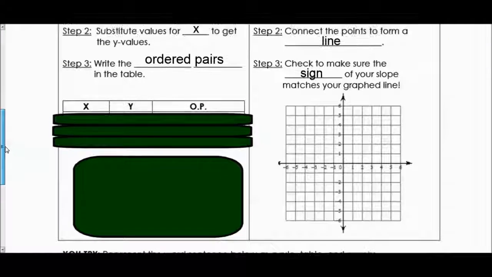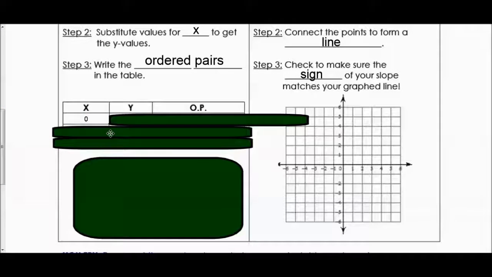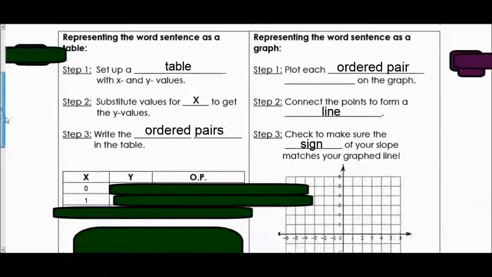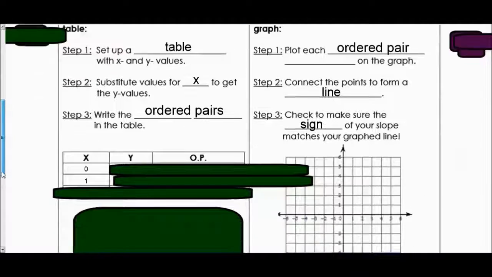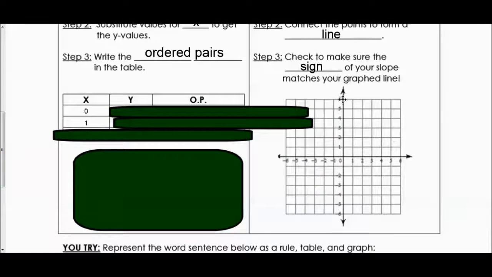So again, let's plug in some easy values. Let's plug in 0, 1, and this time I'm not going to plug in 2 because I see that if I plugged in 2, I would do 2 times 2, that would be 4, plus 3 is 7. That unfortunately would not be on this graph. The graph only goes up to 6, so I'm actually going to plug in negative 1 as my third x value.